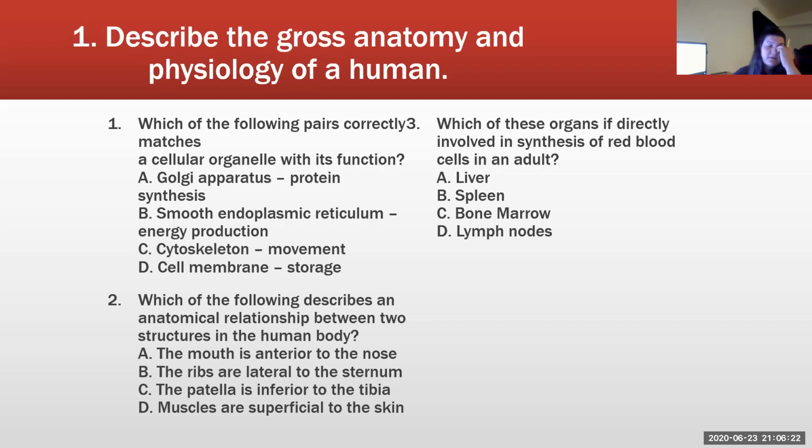So moving on. Which of the following describes an anatomical relationship between two structures in the human body? A, the mouth is anterior to the nose. B, the ribs are lateral to the sternum. C, the patella is inferior to the tibia. D, muscles are superficial to the skin. I'm just going to start right off the bat with telling you the correct answer and how these other answers could be made correct. Option B is correct.